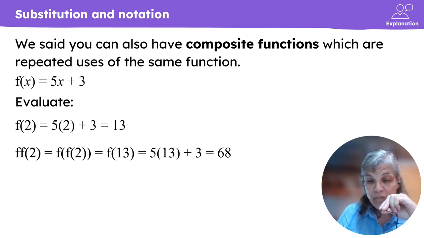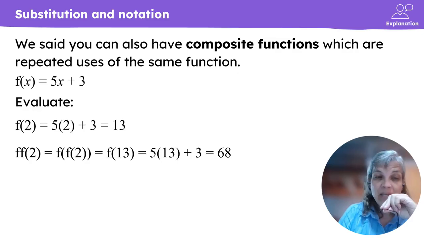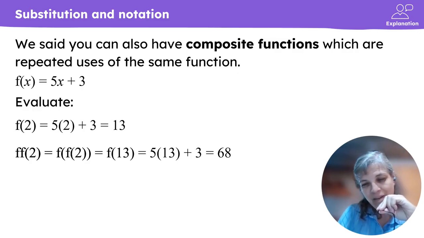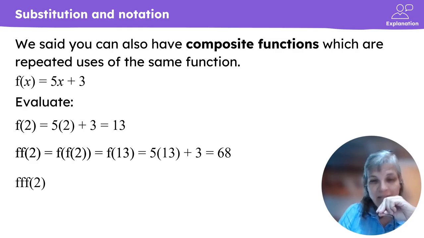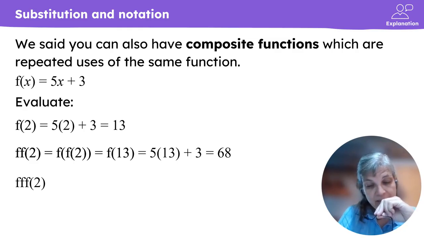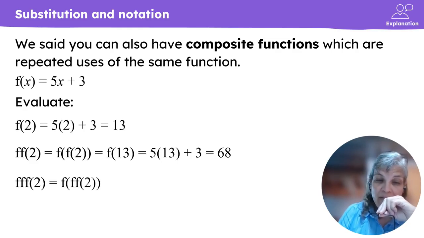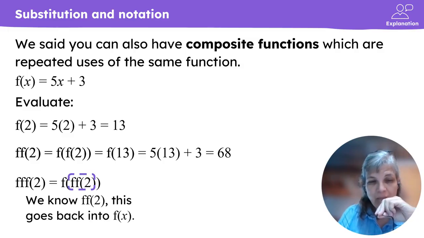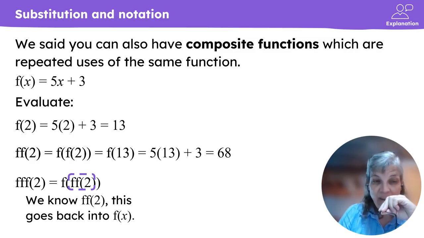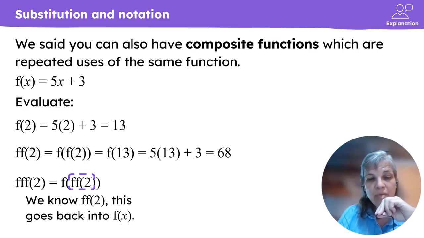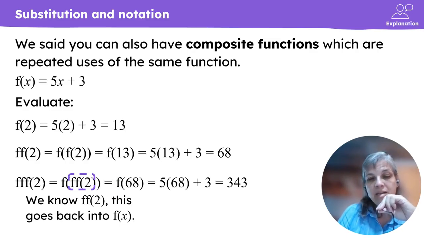What if you do this one more time? How many times you do it, it actually doesn't really have a limit, although normally you won't see it too many times. If I did it 3 times, then I would take that value 68 that I already have from ff of 2. So we know that this was ff of 2 from our second line of working. So we put that back into the function one more time. If you put 5 times 68 plus 3, then you get 343.